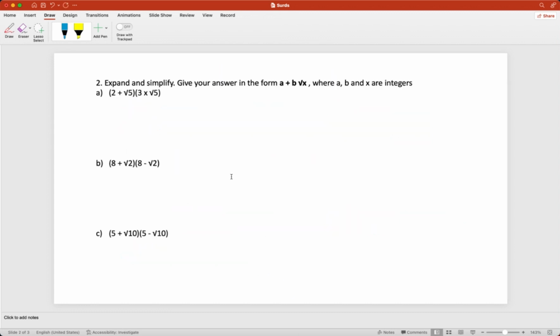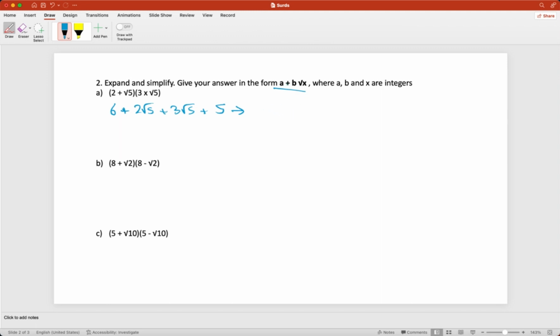Now we are on to simplifying and multiplying brackets. This one is a bit trickier, but it shouldn't be too hard. So you do 2 times 3, which is 6, and then 2 times square root 5, which is 2 square root 5, and then square root 5 times 3, which is 3 square root 5, and then square root 5 times square root 5, like I said before, becomes 5, because square root times square root cancels out, so it becomes 5.